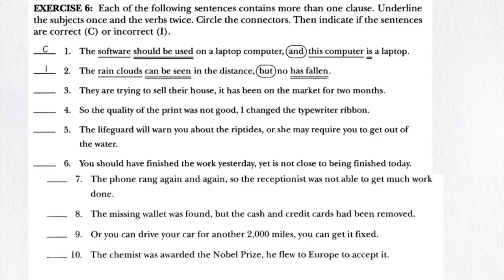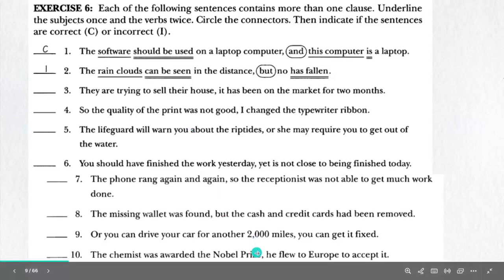Number 7, correct. Number 8, correct. Number 9, incorrect. The connector is misplaced. It should be you can drive, comma, or you can get. And finally, number 10, incorrect. It is missing a connector, which could be so he flew, right after the comma.